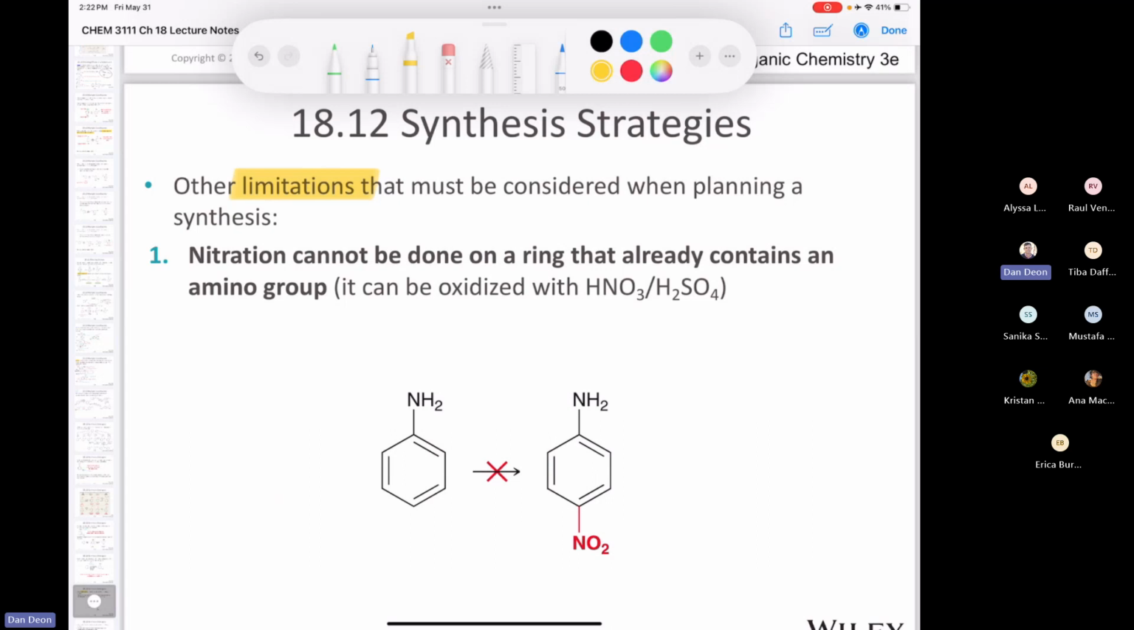You can't do a nitration on a ring when it has an amino group on it. Now, why wouldn't you be able to do that? Well, the reason is, if you were to treat this with nitric acid and sulfuric acid, it can be oxidized with HNO3 and H2SO4. First of all, you're going to form the anilinium ion, which has a positive charge on it already. And this is going to be so strongly deactivating that it's going to cause the ring to be unreactive at all, okay? So that doesn't work. If you have aniline or some kind of aniline derivative and you try to do a nitration, it just doesn't work whatsoever.